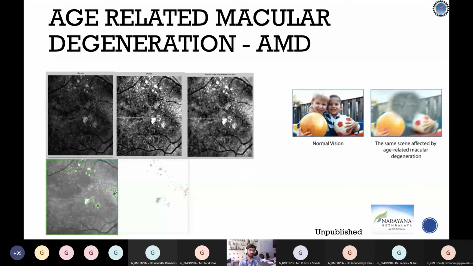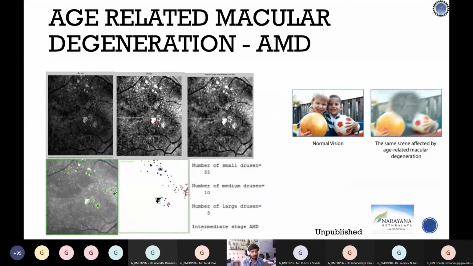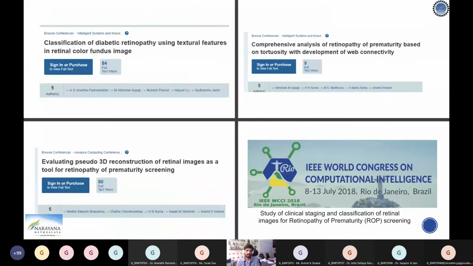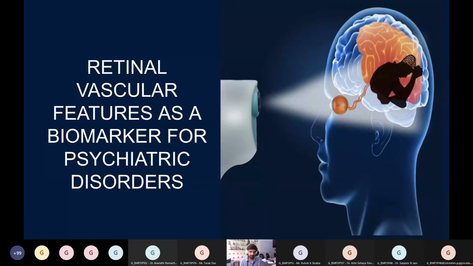So for that, the doctors wanted to count the number of exudates, what you can see here, or drusen, sorry, the white part which you can see in these images, the small size, the medium size, large size. Based on that, you can tell which stage of AMD they are in. We had multiple publications in very good conferences and journals because of this.